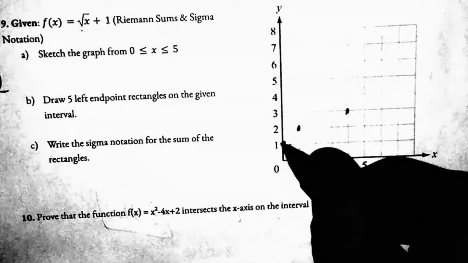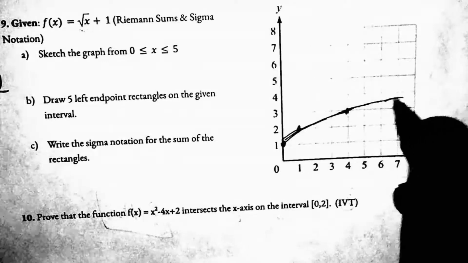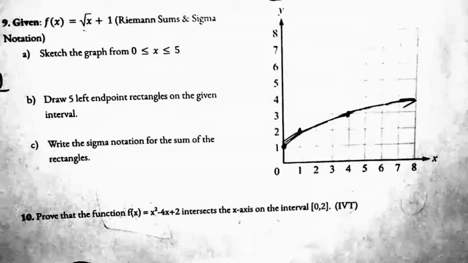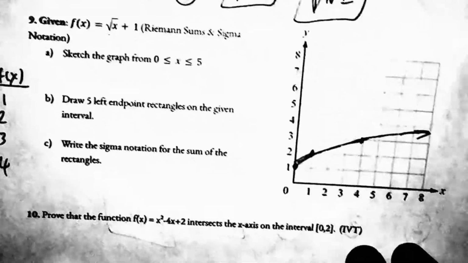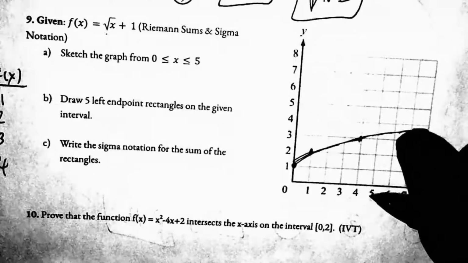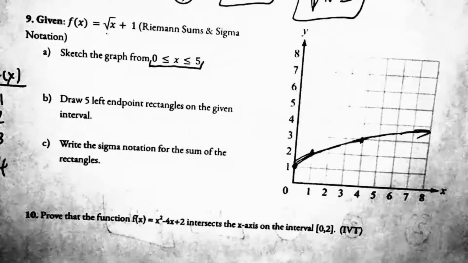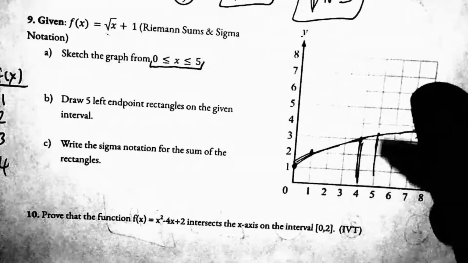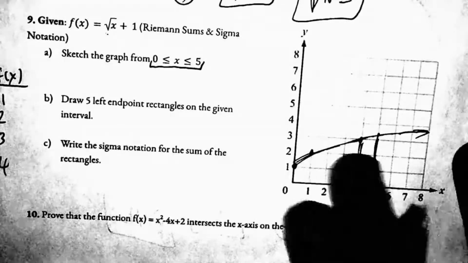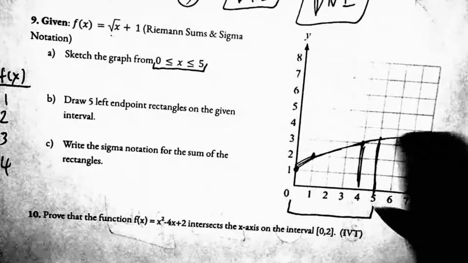So let's just sketch this. It doesn't have to be completely perfect, but it's going to look something pretty close to that. Okay? And I only care about, if you notice here, from 0 to 5. That means I'm cutting off here at 5. I don't care about this. I'm only going from 0 to 5.